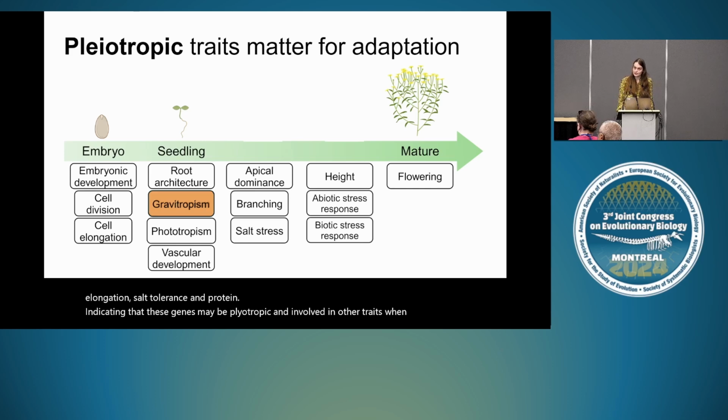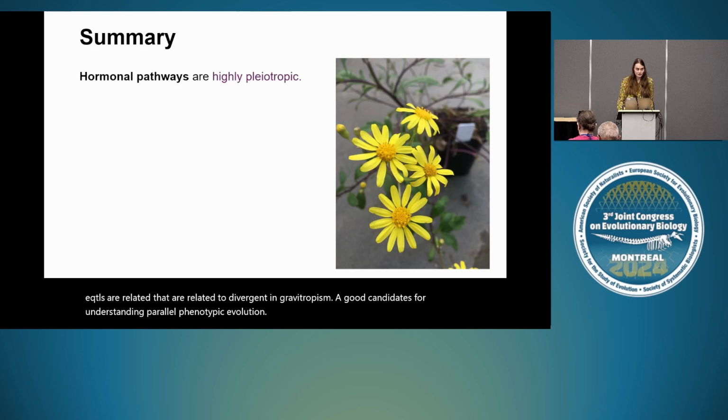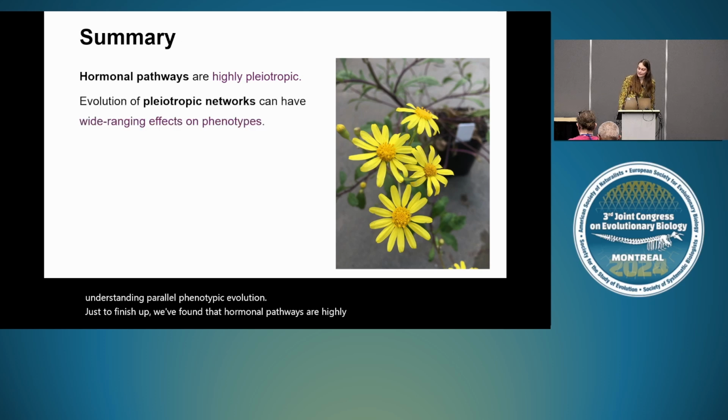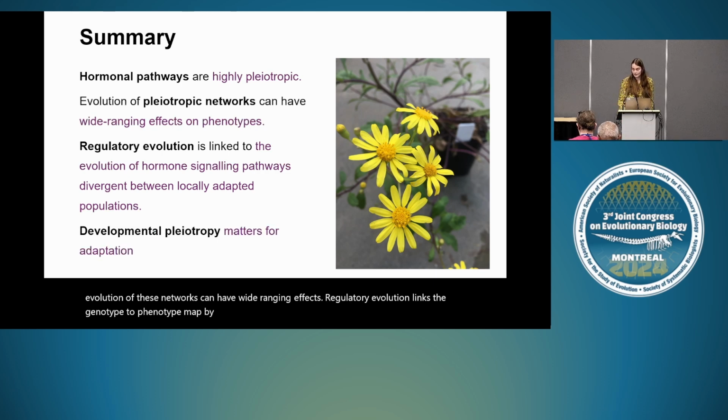When we looked for genes related to gravitropism, we often find genes involved in other auxin-related functions. These genes may be co-opted for gravitropic responses. So these eQTLs that are related to divergence in gravitropism are good candidates for understanding parallel phenotypic evolution. Just to finish up, we have found that hormonal pathways are highly pleiotropic, and the evolution of these networks can have wide-ranging effects. Regulatory evolution links the genotype to phenotype map by controlling hormone signaling, and developmental pleiotropy is an important concept to consider when learning about adaptation.